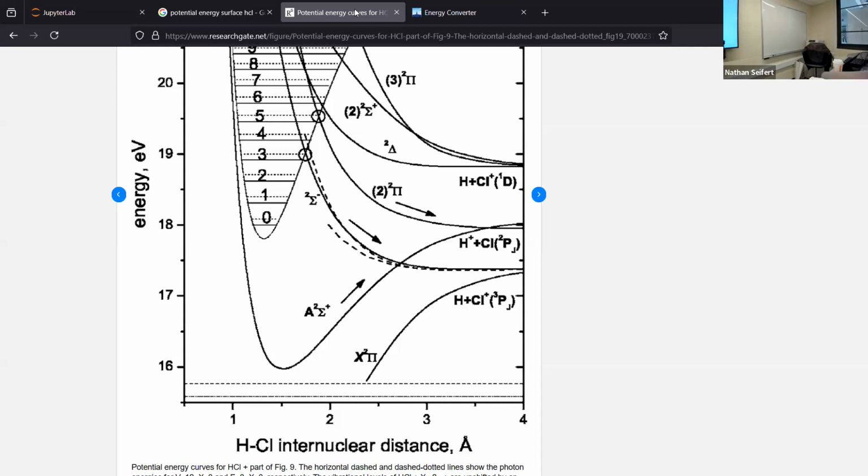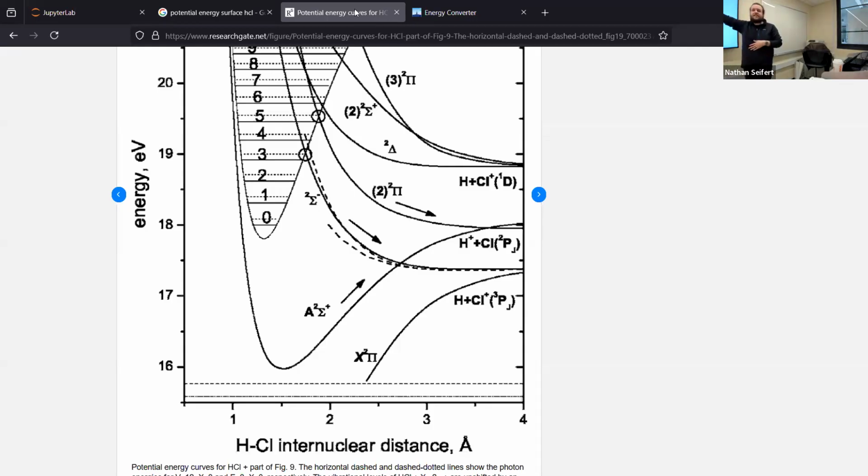You may notice there's some other levels here. And if you notice, these don't have the potential well at all. They just go negative, they're just negative slopes. These aren't bound. So if I excite my molecule from X to one of these states, the molecule just falls apart. There's no more bond. So in HCl, there's really only 3 electronic states that have a bond, and the rest of them are repulsive and they fall apart.